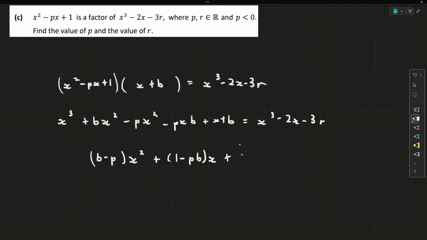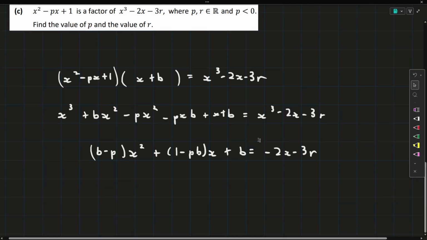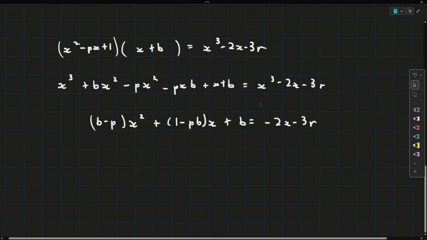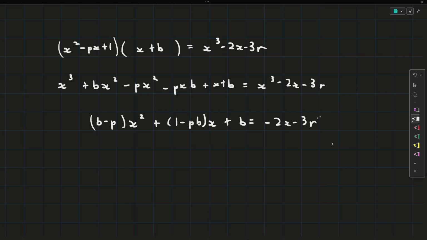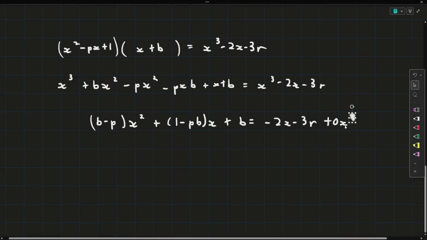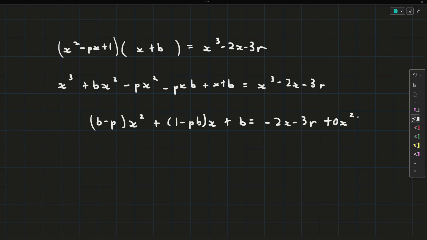And then our constant term on the left-hand side will be b, and that's equal to, getting rid of the x cubed, minus 2x minus 3r. So clearly, the number in front of the x squared has to be 0, because on this side there is no x squared. It's like 0x squared. Because this is an identity, it's always true. That means on the left-hand side, we should also have 0x squared.